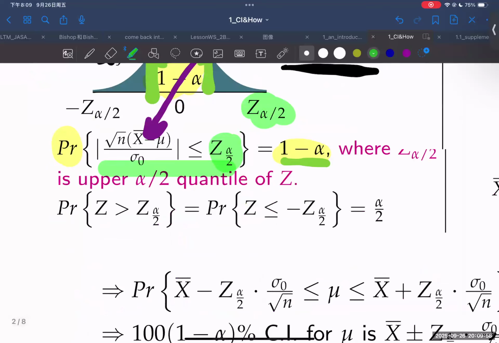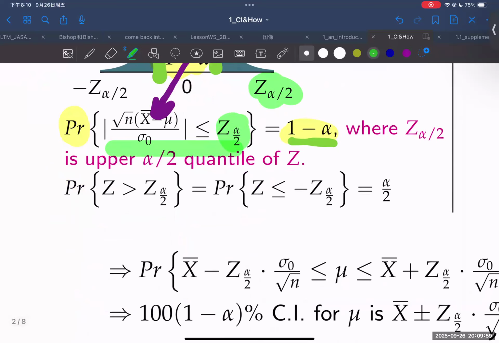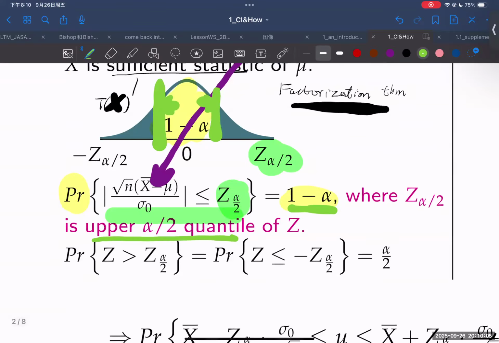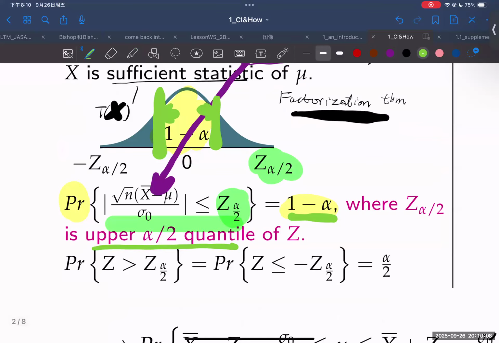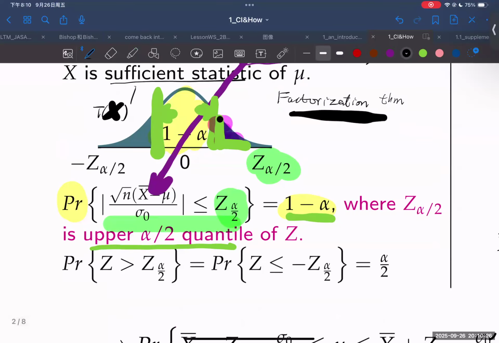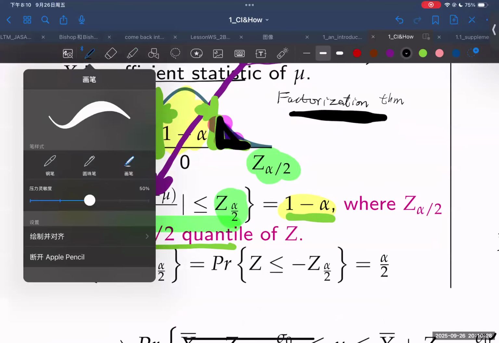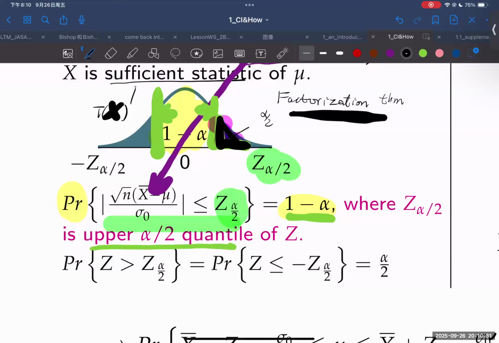And then attention here, we just mentioned that z half alpha is an upper half alpha quantile. What does this one mean? If we look at this place, you see the right hand side, this is an upper half alpha quantile. That means if we look at the area here, we label that this is half alpha, so this is z half alpha.